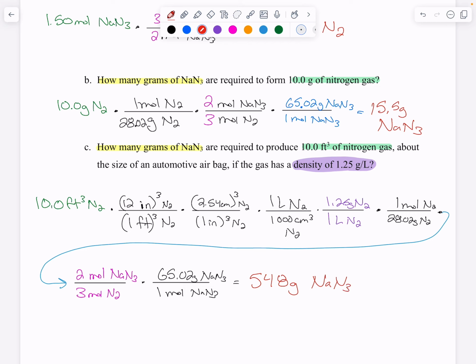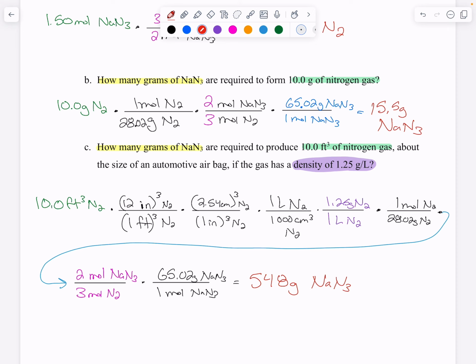Which is more than a pound, but not much more than a pound. Maybe a pound and a quarter. I don't know. We'd have to convert it. But not much. So that's that one.